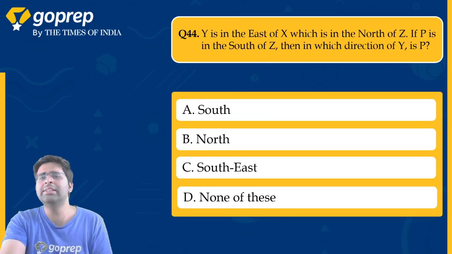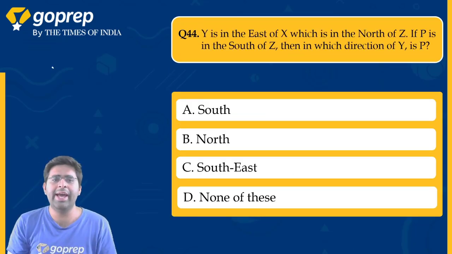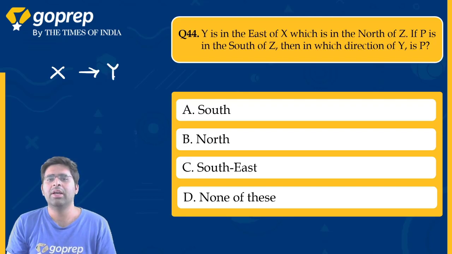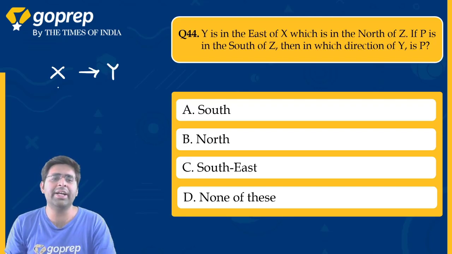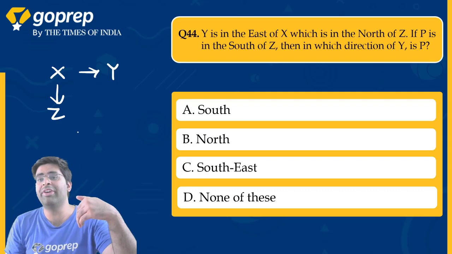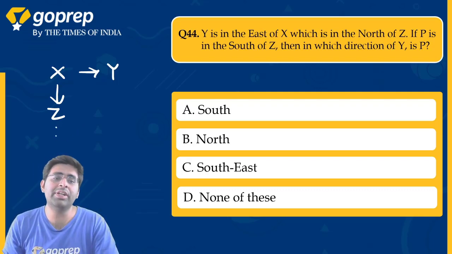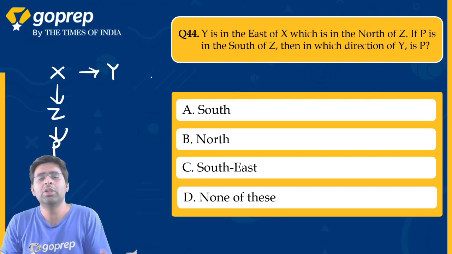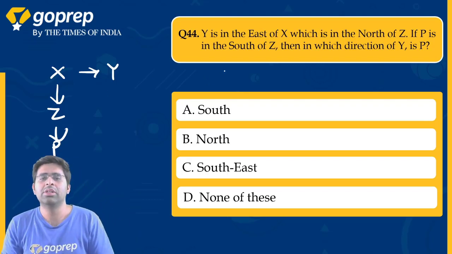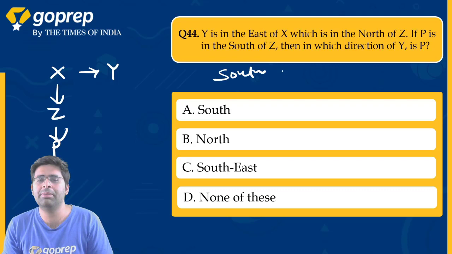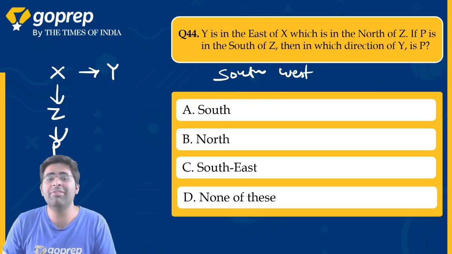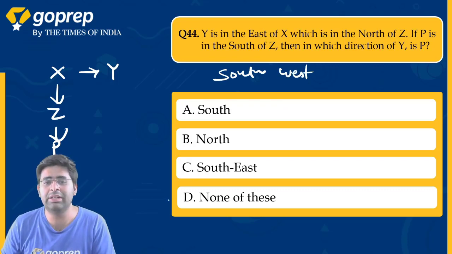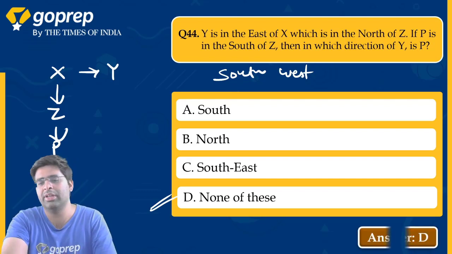Next one, y is then east of x. तो x की ईस्ट में है y and x is in the north of z. That means z आएगा साउथ ऑफ x पे. If p is in south, further south जाना है तो p आएगा. तो y के किस डायरेक्शन में p है, तो p is in साउथ वेस्ट डायरेक्शन में है p with respect to y, which is option D. मतलब आपको ऑप्शन है नहीं, तब जाएंगे नन ऑफ दिस के लिए.